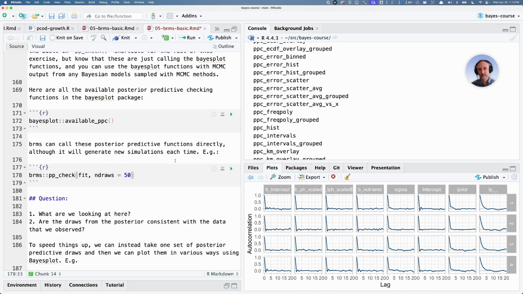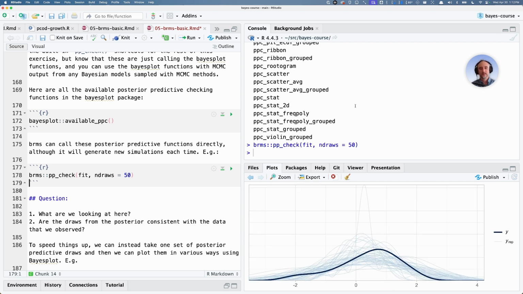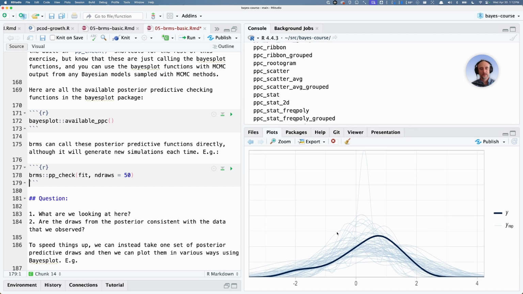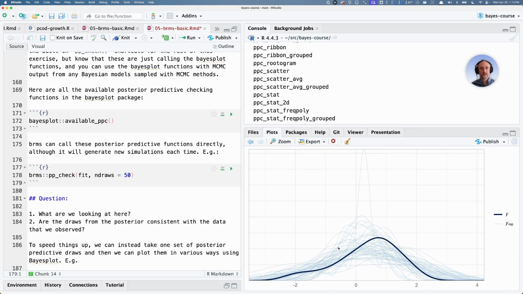You can also just make them yourself with ggplot or bayesgraphics, whatever you want. But bayesplot has a lot of common posterior predictive check setups built for you. So this is going to take 50 draws from the posterior in the light blue, and it's going to plot the observed data here in dark as y and y rep.